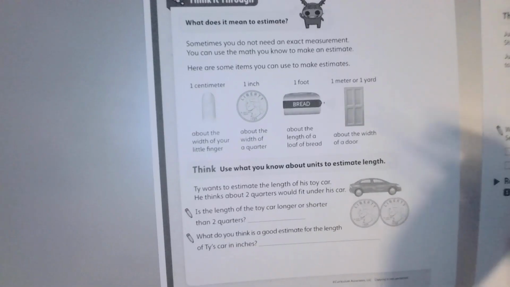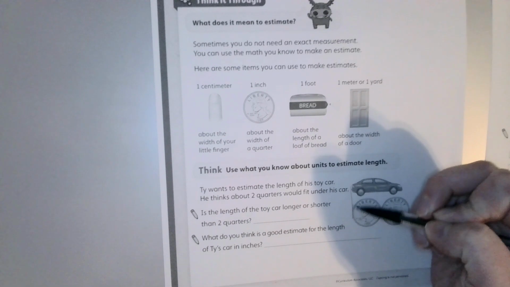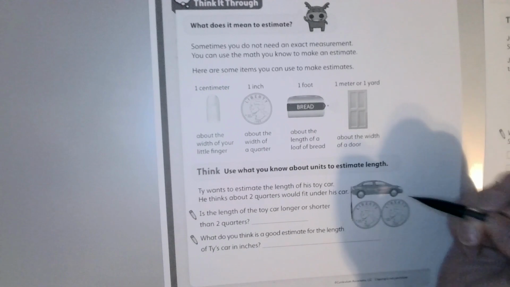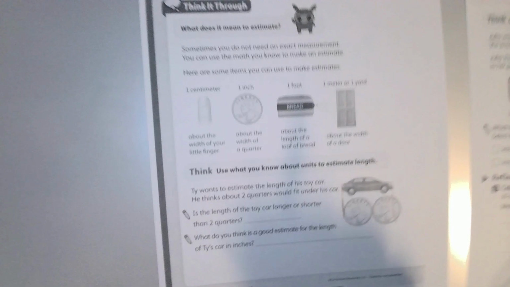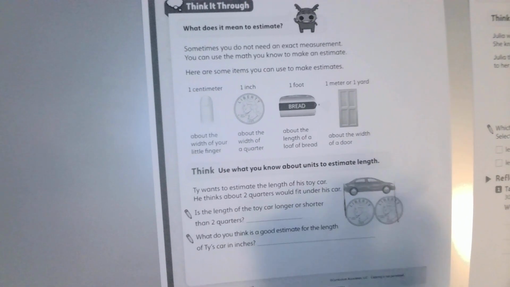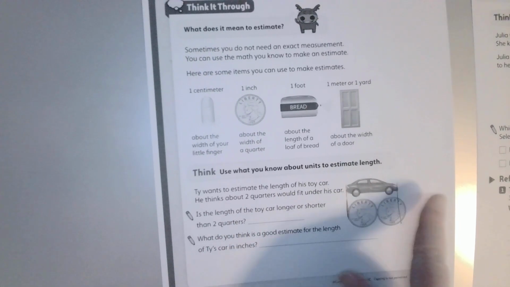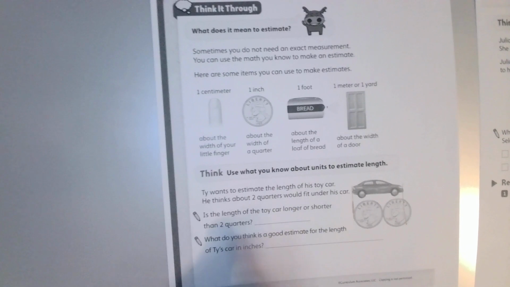Well, let's look at it. And remember, we measure things from end to end. So you have to make sure you're at the end of the car and the end of the quarter. So here's the end of the car. Okay? Do not forget to go end to end. It is very important to always go end to end. So the question is the length of the car, so left to right, longer or shorter than 2 quarters?